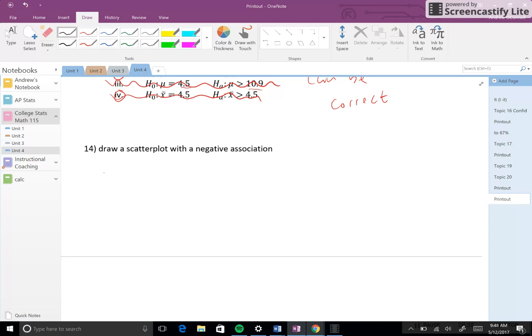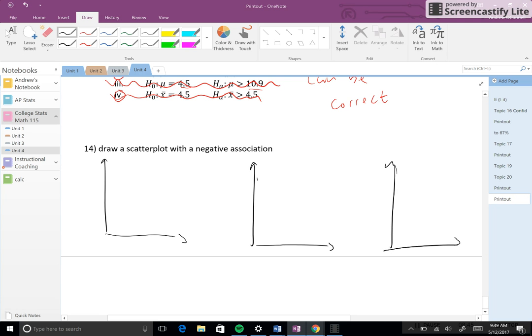Something we didn't really talk about, but there's a question on the final. Don't worry about it. A scatter plot with negative association. I don't think this should be a big deal. You should probably have seen this at some point in Algebra 1 or even pre-algebra or something.